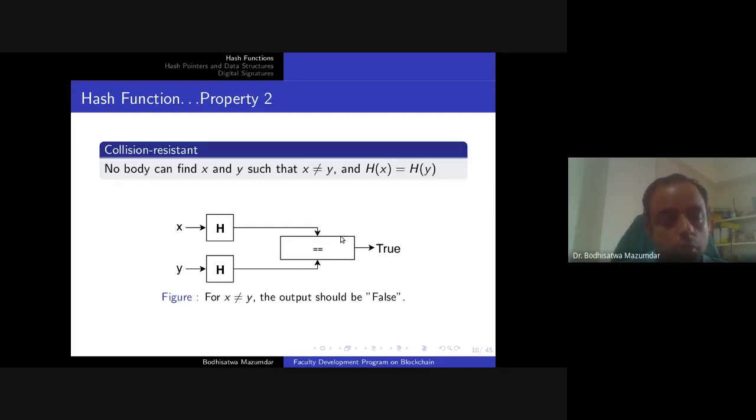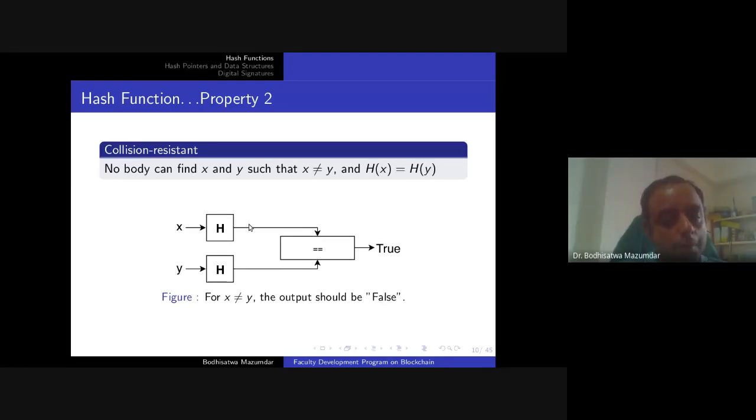This is a comparator block which takes in the output of the hash function. You give an input x to the hash function, and you give a different input y to the same hash function. The comparator takes in these two outputs and generates a result. If the result is true, that means the hash function is not collision resistant. Instead of true, the output should be false. That means if you change your input, the output of the hash function must change.